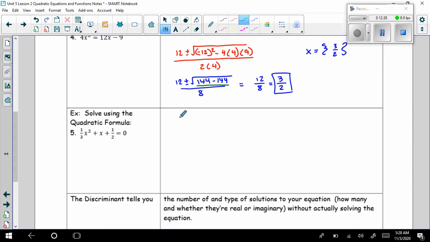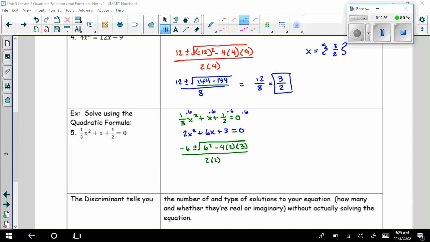Okay, you can also divide out or multiply through by numbers to make this a little bit easier to plug in. So if I want to get rid of these fractions, I can multiply by that common denominator, going clear back to unit 1, as long as I multiply everything through. So then this becomes 2x squared plus 6x plus 3 equals 0. I can plug all of that into quadratic formula. Watch your signs.